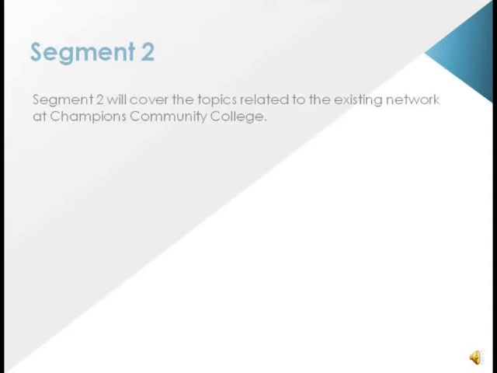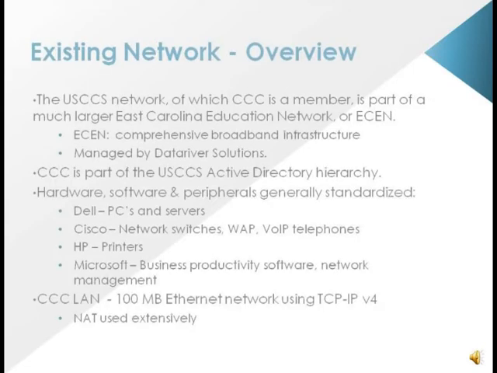Segment 2 will cover the topics related to the existing network at Champions Community College. The USCCS network, of which includes the CCC network, is part of the much larger East Carolina Education Network, or ECEN. ECEN is a comprehensive broadband infrastructure managed by Data River Solutions. Champions Community College is part of the USCCS Active Directory structure.